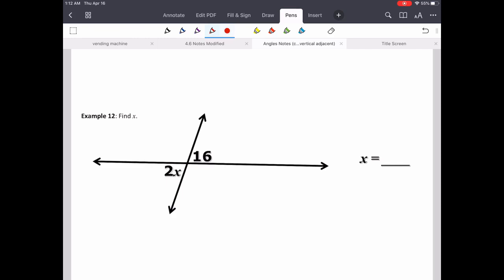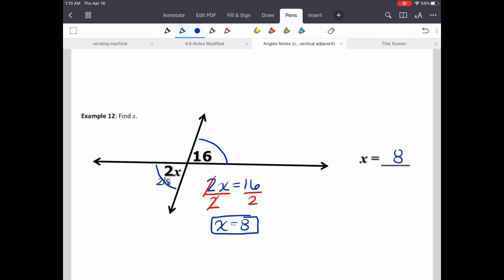So for example 12, we're going to find X. That's all we have to do. For this problem right here, these angles are vertical from each other. So we just have to set up a simple equation. 2x equals 16. We're going to solve for x, meaning we're going to divide by 2 on both sides. So you get x equals 8. Now that doesn't mean 8 degrees, it just means x is equal to 8. If I do 2 times 8, that's 16. So that's 16 degrees, obviously. But the exercise here was to figure out what x was.